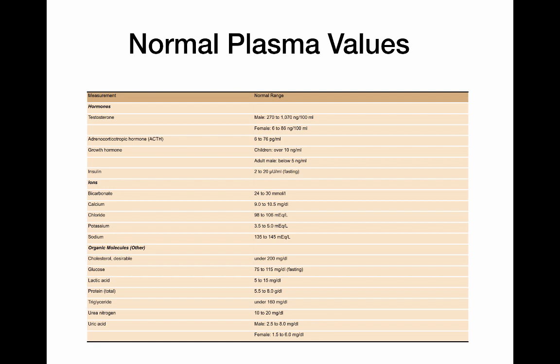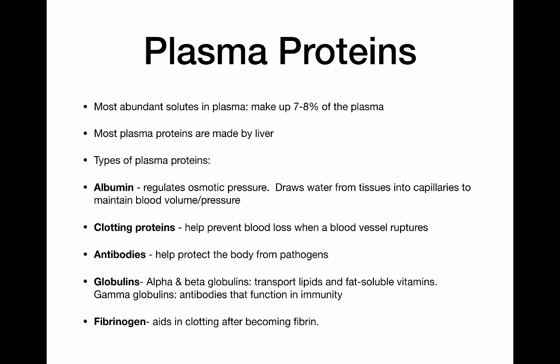And then, of course, there are others. You can see we could look at the measurement for hormones. They're in small amounts, and you can see they're measured in nanograms per 100 mils. So our hormones are not there in high amounts. And then you can see the normal plasma values for your ions, and then some of those organic molecules that are important, like cholesterol and glucose. That would be a fasting measurement, although 115 is too high from my perspective. Anyway, that's the kind of stuff we find in blood.